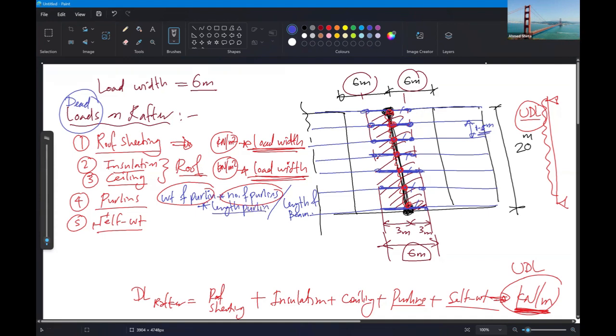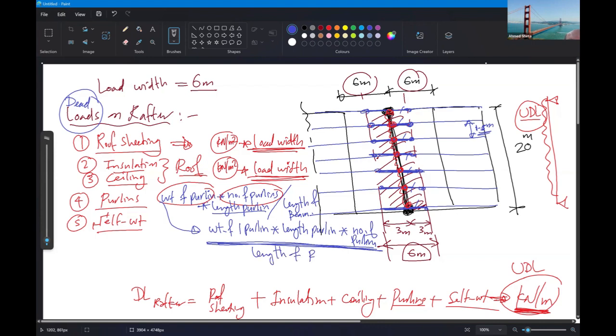Okay. So we will just refine this one here. The weight of purlins is equal to the weight of one purlin times the length of purlin times the number of purlins. So this will be the total weight of the purlins, divided by, to make it distributed, the length of the rafter.